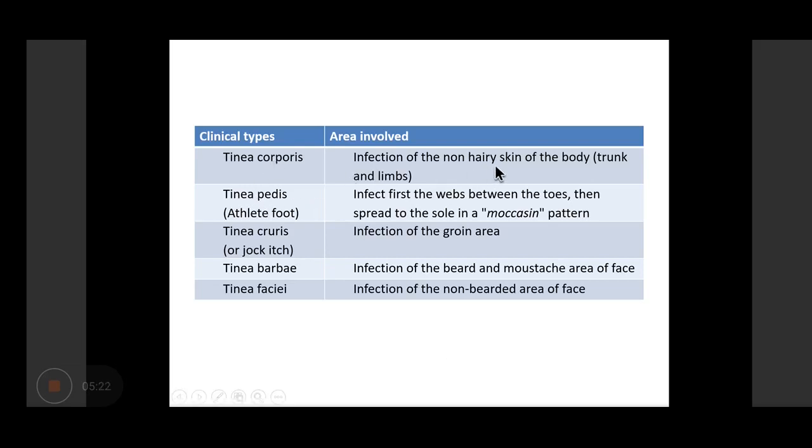Then tinea corporis, an infection of non-hairy skin of the body, which occurs on the trunk and limbs. Then tinea pedis, athlete's foot infection, where first the web between the toes is infected. Then tinea cruris is infection of the groin area. So these are the names given accordingly, right? Then tinea barbae infects the beard and the mustache. These are the names given according to the area it infects.